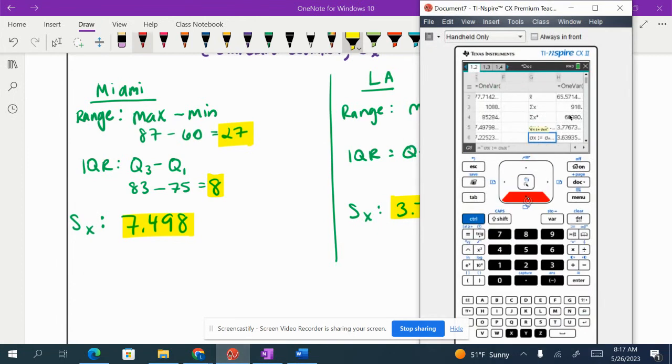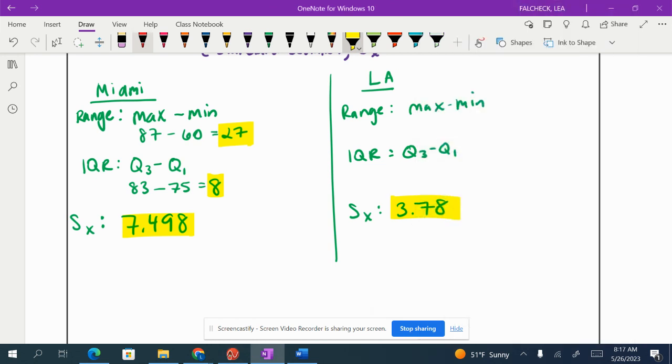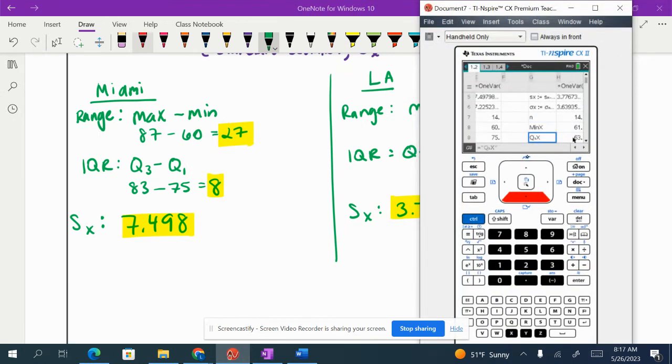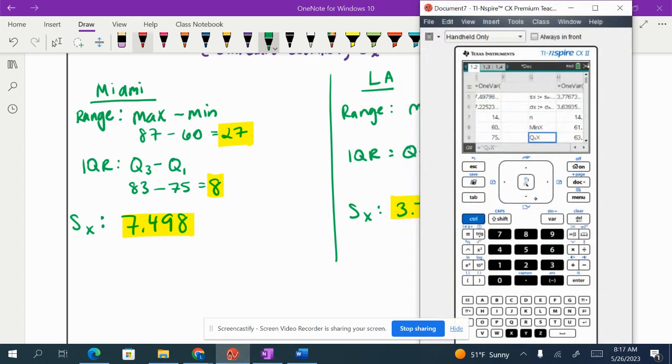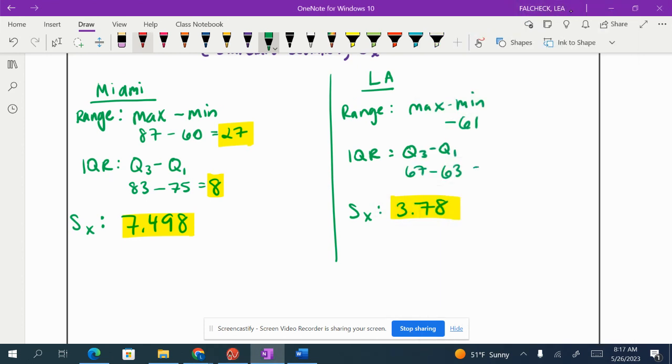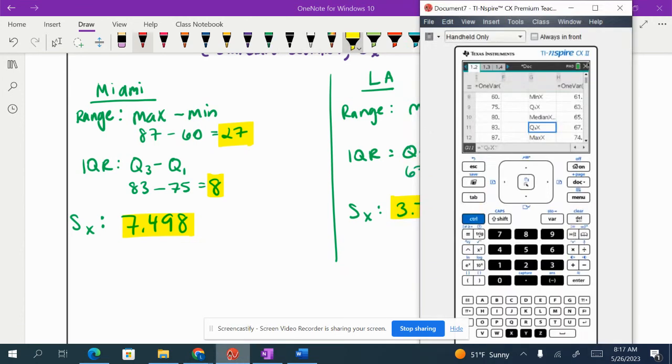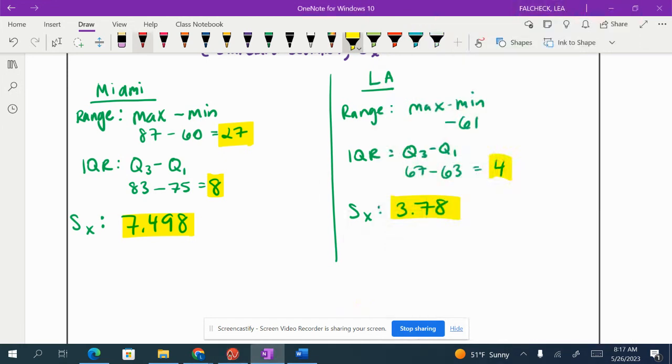For the IQR, we hit the minimum first, so let's put that in. The minimum is 61. Then we're going to hit Q1, which is 63. We'll put it where Q1 goes. And then let's look at Q3, which is 67. It'll go here. Let's calculate that. We've got 4 as our IQR for LA. And then the range, the maximum is 74. So let's do 74 minus 61. That's going to give me 13.